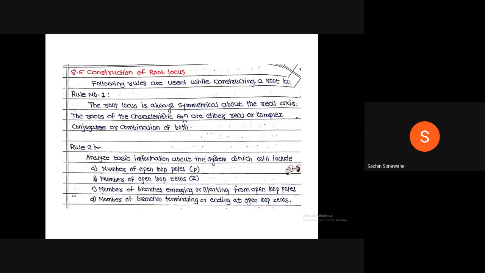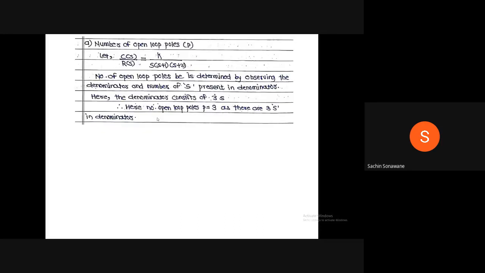Rule 2: analyze basic information about the system, which will include: A, the number of open loop poles, P; B, the number of open loop zeros, Z; C, the number of branches emerging or starting from open loop poles; and D, the number of branches terminating or ending at open loop zeros. Let C(s) upon R(s) be equal to K divided by s into bracket (s plus 1) into (s plus 2).